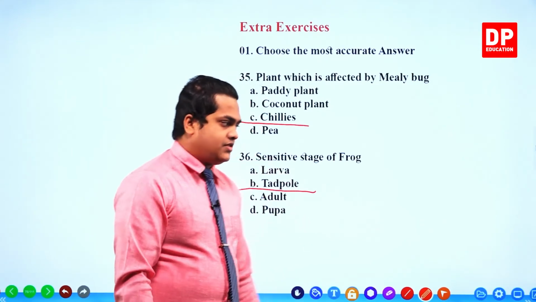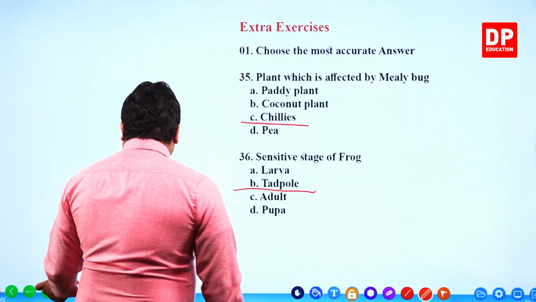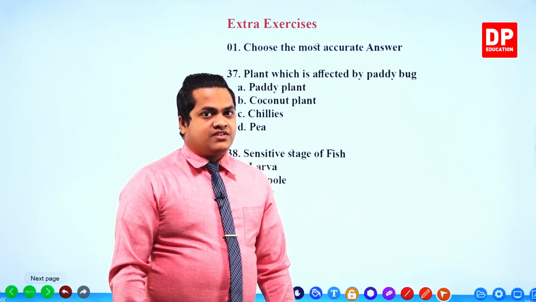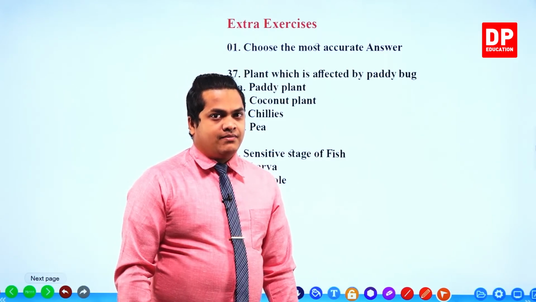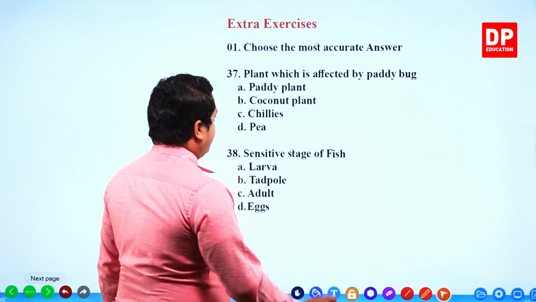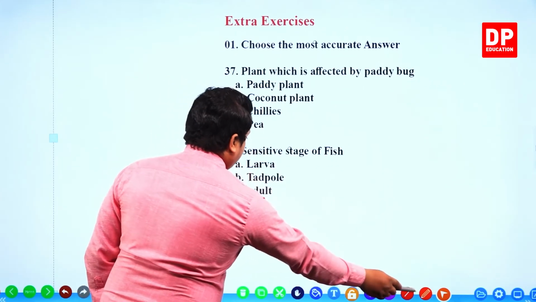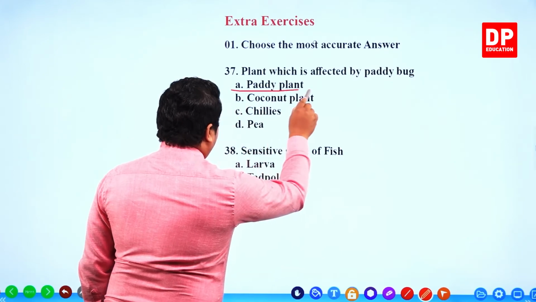Okay, right. Then the next one, plant which is affected by paddy bug. So it's really simple, my dear children. Paddy bug, the name itself represents the plant that is affected by the paddy bug. So paddy bug is going to affect the paddy plant, right? Paddy plant.